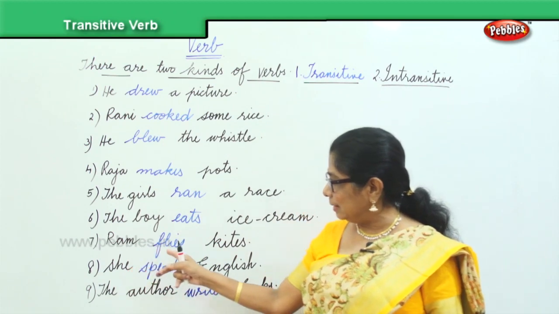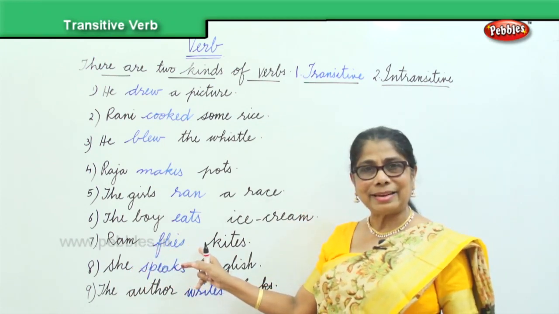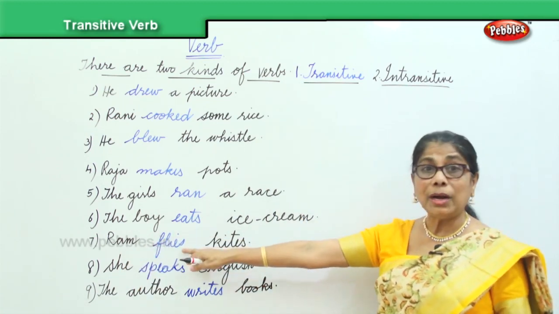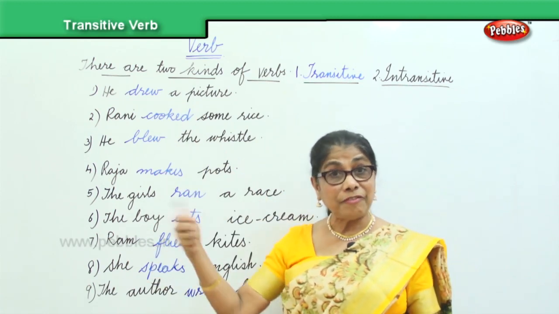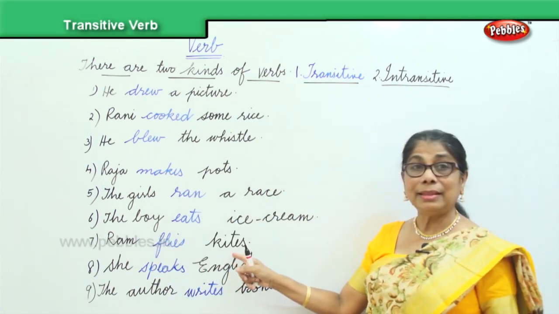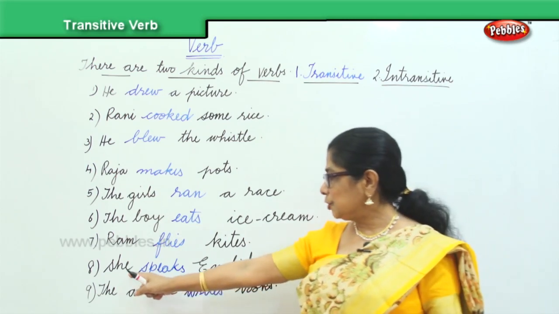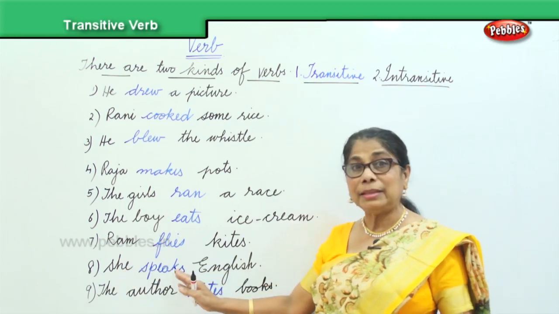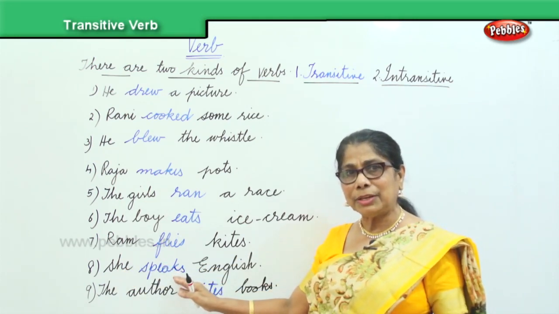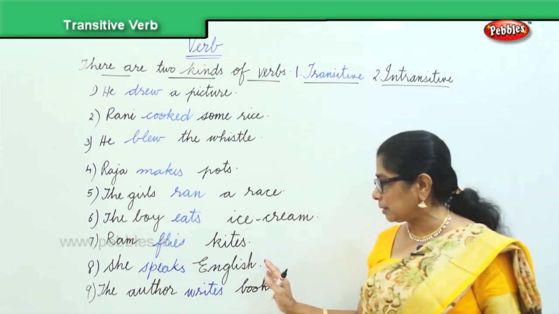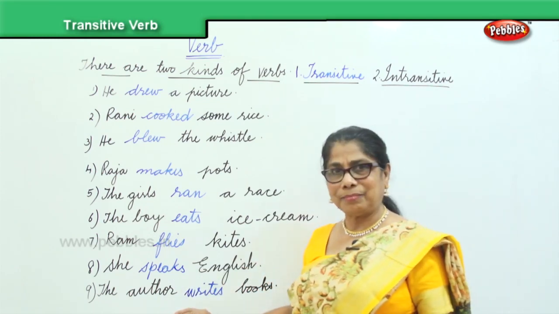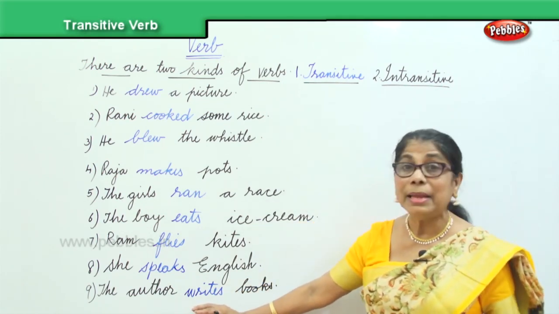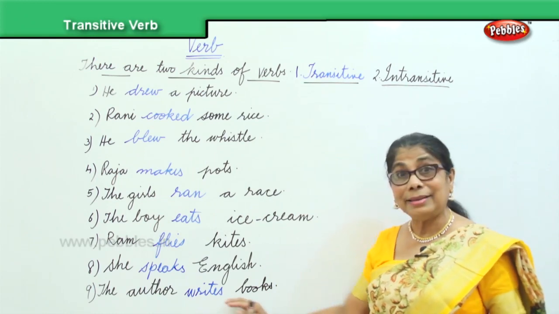In the seventh sentence, Ram flies. Ram, the subject, needs an object, kites, to complete the word flies. The transitive verb flies is completed by the object kites. She speaks English. She speaks. The subject she speaks. The transitive verb needs something to complete. What does she speak? She speaks English. The author writes. The author is the subject. The transitive verb writes needs an object to complete. What does he write? He writes books.